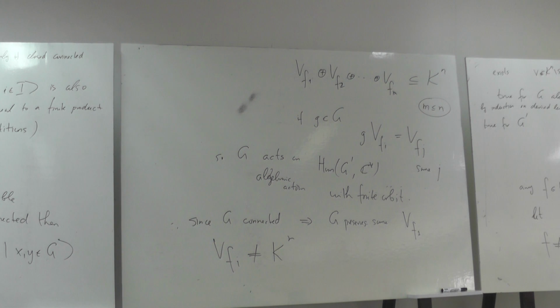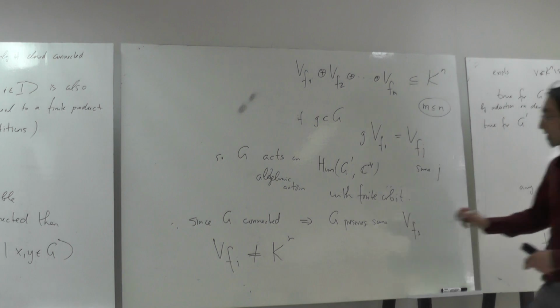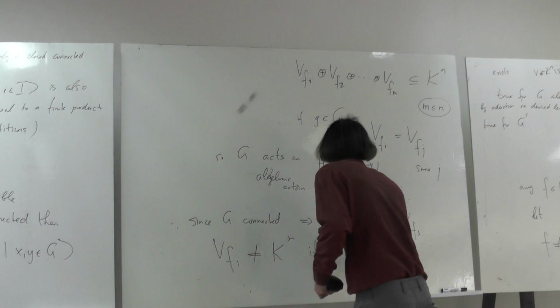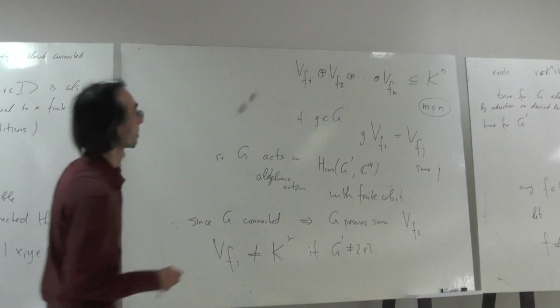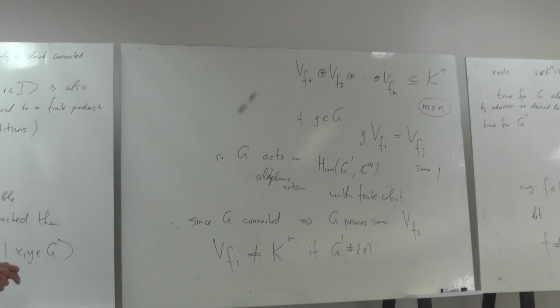Because it's a derived subgroup. Yeah? But then the scalars of determinant 1 are just a finite group. So G prime cannot be a finite group because it's connected. Trivial. Yeah. So okay, this is a proper subspace. Right?